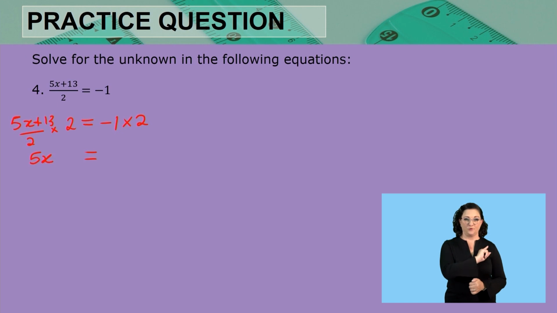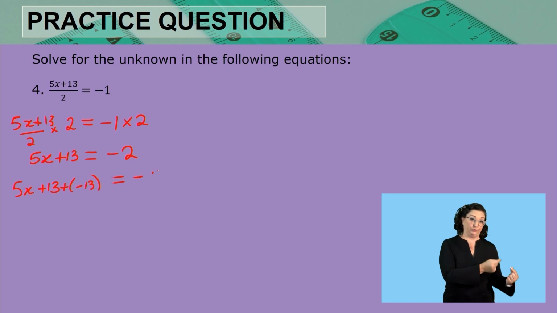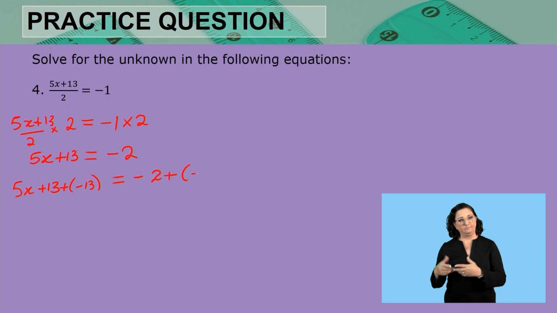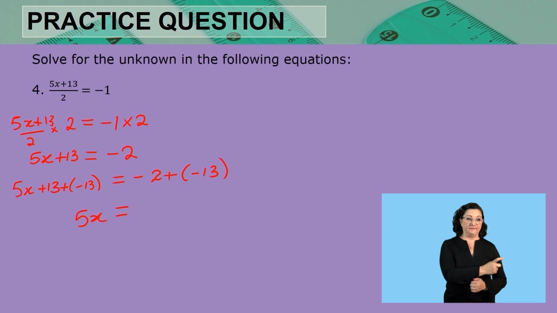Now we are left with 5x plus 13. And on the right-hand side, it's a negative 1 multiplied by 2. That is going to give us a negative 2. Then we are going to use the additive inverse of 13, and that is a negative 13. What I do on one side, I must go do on the other side as well. Then we are going to be left with 5x, and on the right-hand side, we have a negative 2 plus a negative 13. That is going to give us a negative answer, which is a negative 15.